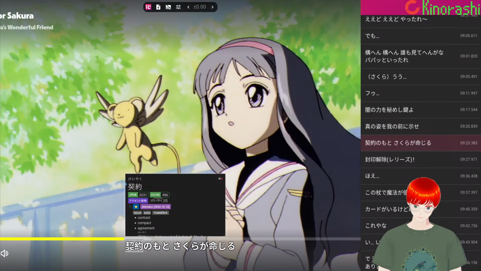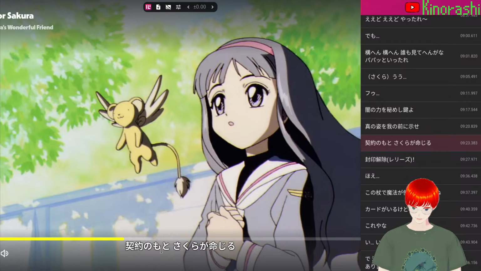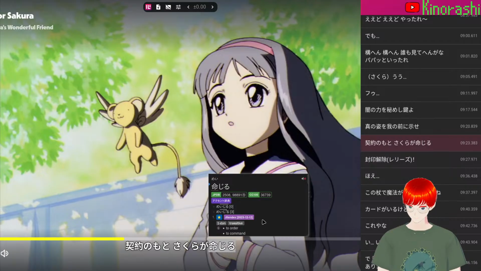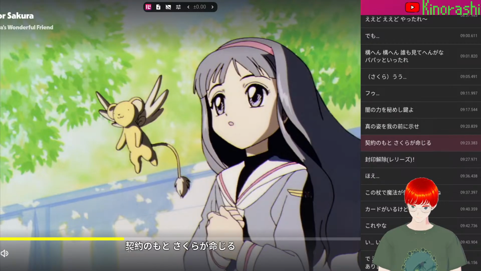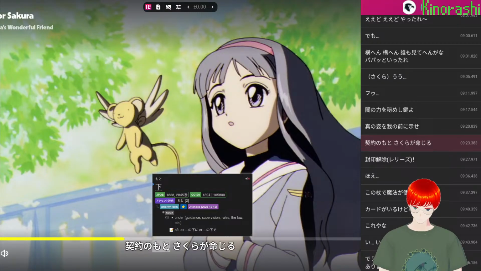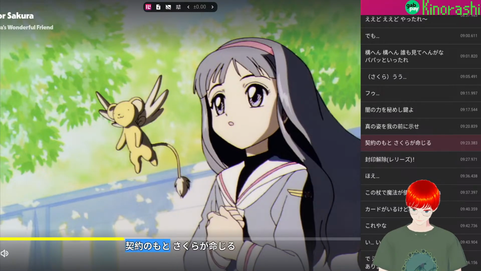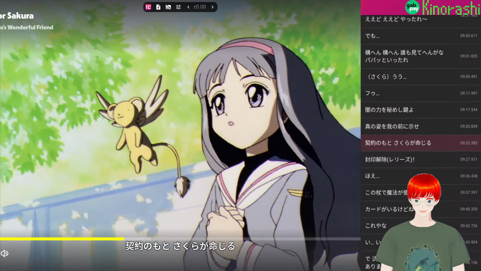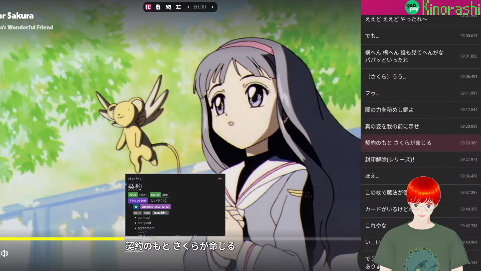契約, contract. 契約のもと、Sakuraが命じる, to order. So, 契約, okay. So under contract, Sakura orders. Essentially this whole phrase, what type of Sakura are we talking about? We're talking about the under contract Sakura.